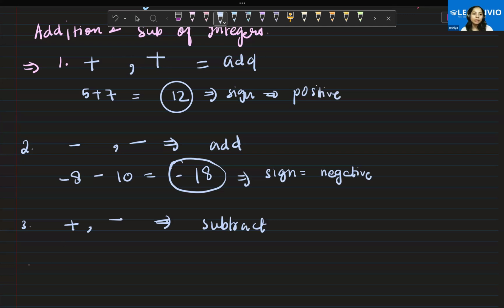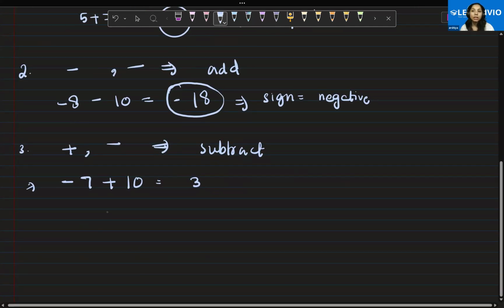Let me give the example for this one. Let's say we have -7 plus 10, right? Am I audible as well? Yes, ma'am. Okay, so in this one we have -7 plus 10. What are we going to do? We have a positive and a negative integer, so we will subtract. So that means 10 minus 7. How much is 10 minus 7? 3. Okay, and how will I decide the sign? Out of these two, 10 is bigger, right? 10 is positive, so the answer will be positive. So the final sign depends on the bigger number.